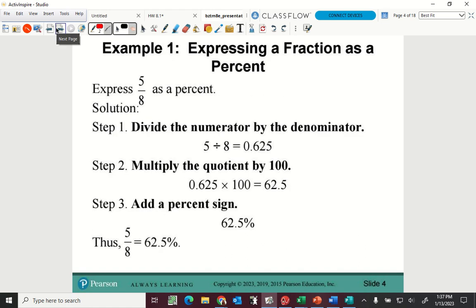So I left the notes up here, step by step on how to do this. So divide the numerator by the denominator. It's almost like we already did this last semester. We get the decimal. Multiply the quotient by 100, so times 100, so I get 62.5, and slap the percent on. There we go. And if you slap on the percent, you have to say good game.